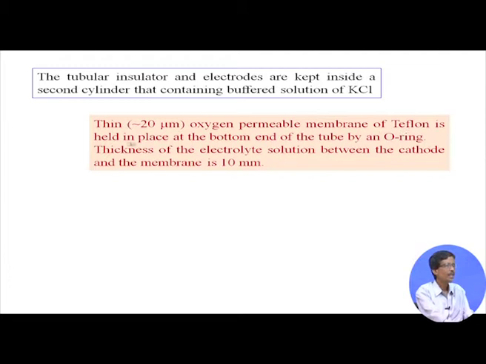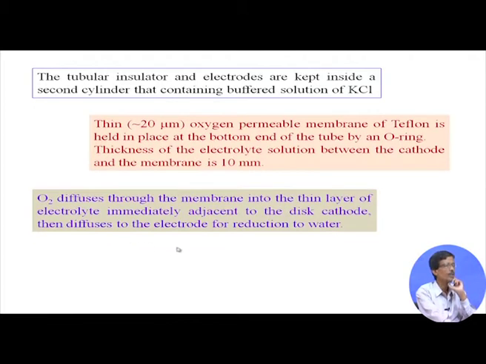So, basically a membrane of Teflon is placed at the bottom of the tube by an O-ring, and the thickness of the electrolyte solution between the cathode and the membrane is again only 10 micrometer. So, this 10 micrometer thickness we can handle for that particular oxygen to reach by a typical diffusion, adjacent to the disc cathode, and then it diffuses to the electrode for reduction to water.